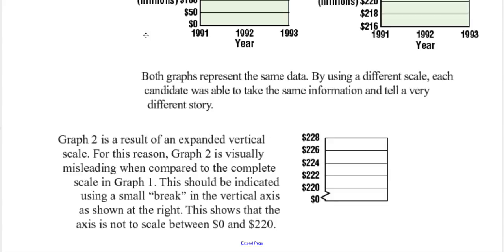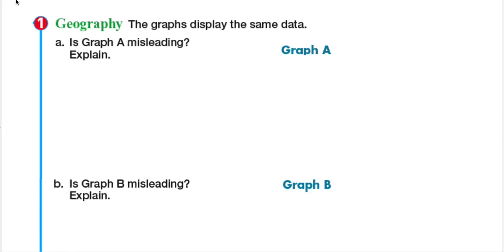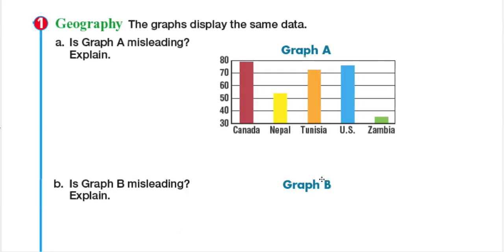Let's take a look at example number 1 and see what a misleading graph is. The graphs display the same data. Is graph A misleading? Explain. Let's look at graph A.